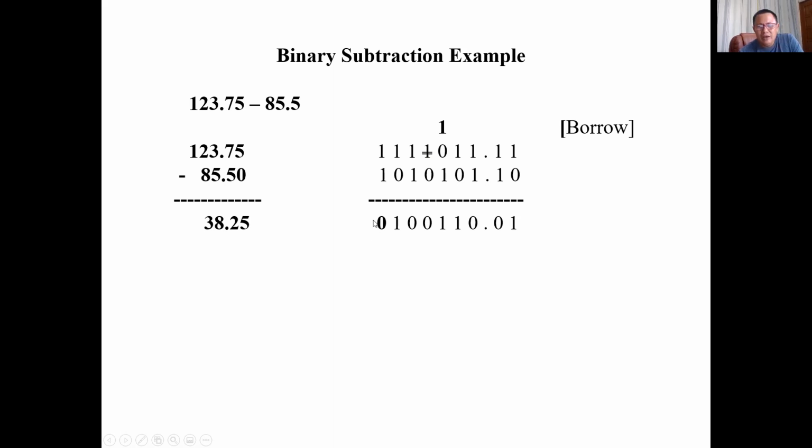Take note of this. The last digit being a 0, this is 38.25. Take note, this is a 0.25 because this is a 0.5, so this is a 0.25. Then 2 plus 4 is 6, then 16, 32. 32 plus 6 is 38. So this is 38.25. Even if you don't use our process, you can easily compute this because it only reaches up to 32, which is 2 to the 5th power.